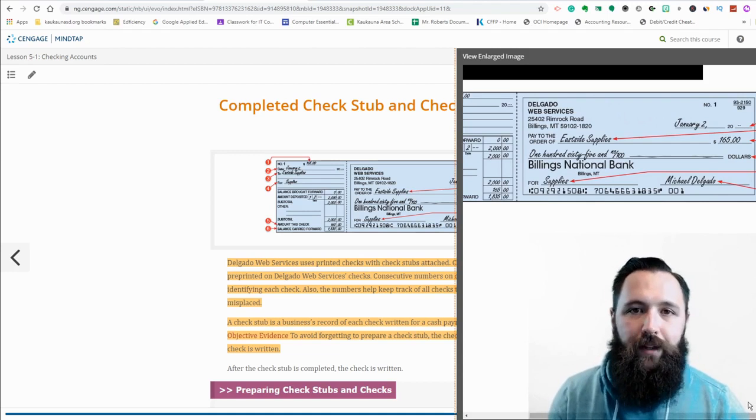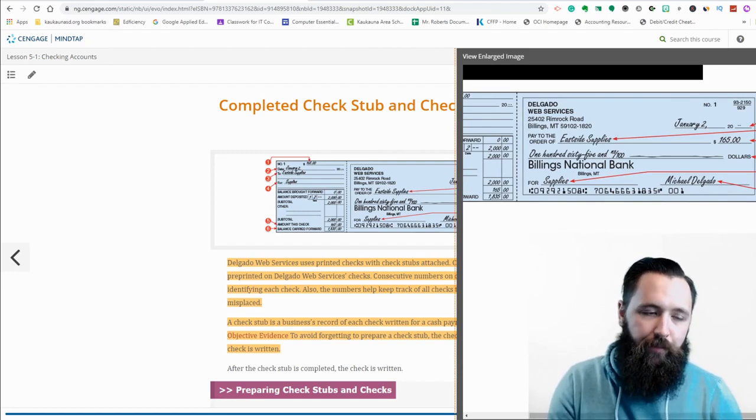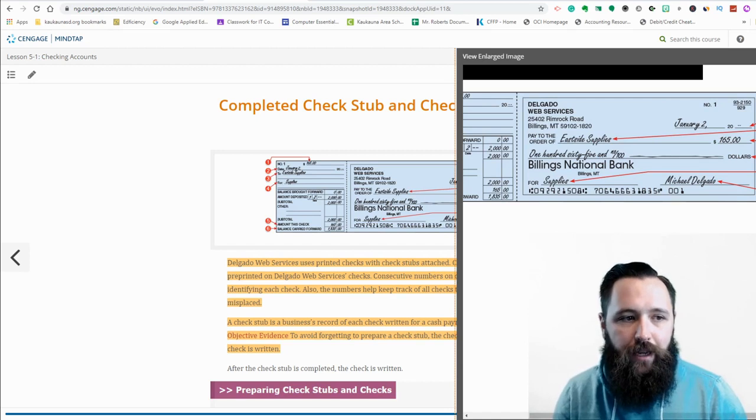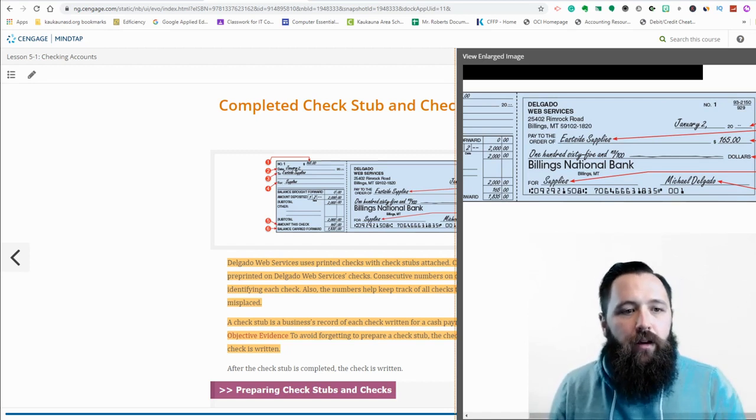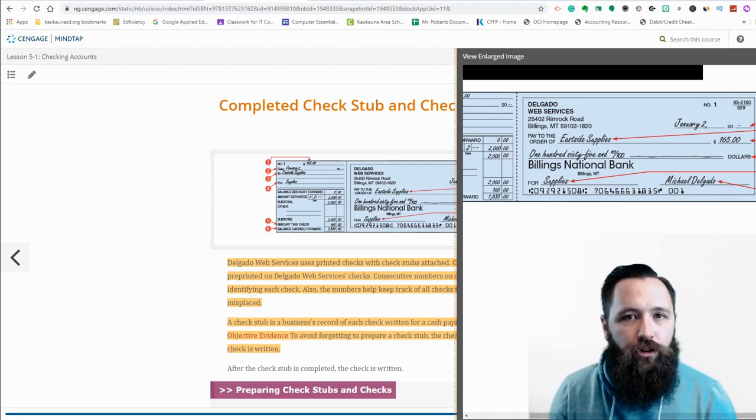So what do we do for step number 7? And this is just writing out a check. A lot of people don't know how to do this, so it's good that we're going over it. But first thing we do is we write down the date, okay? January 2nd is the date that check is going to be written. For number 8, we're going to write Eastside Supplies. So we write out who the check is going to.